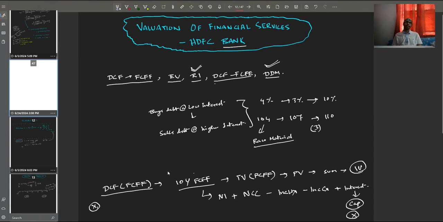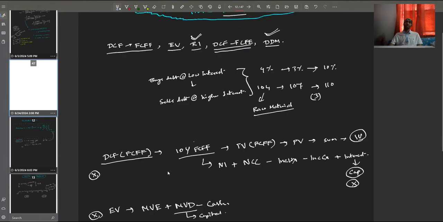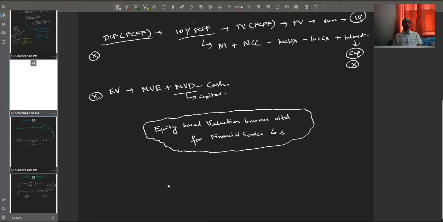But here there is again a problem, friends. You will understand the problem when I write the expression for free cash flow to equity. Let me tell you.